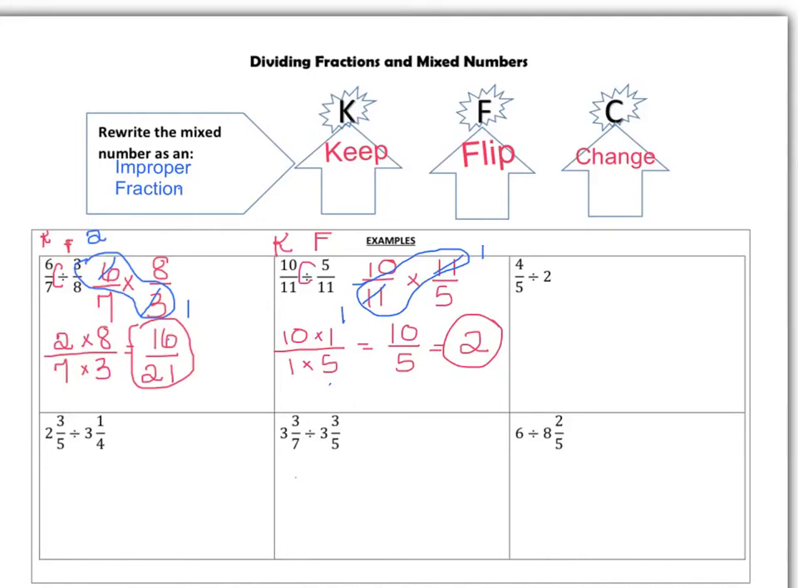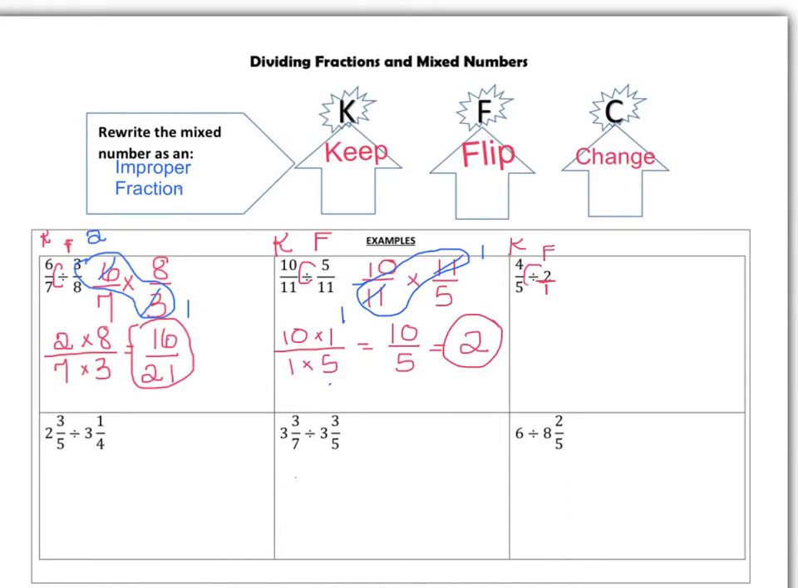But before I go any further with this one, I notice that I do have a whole number. Remember, any whole number can be made a fraction by simply putting it over 1. So 2 wholes looks like 2/1 in fraction form. And from here, we're going to KFC.